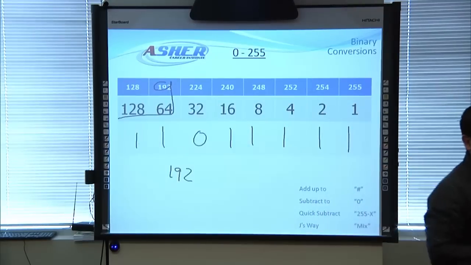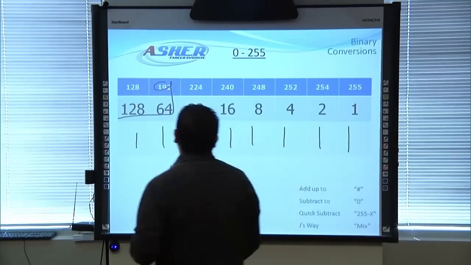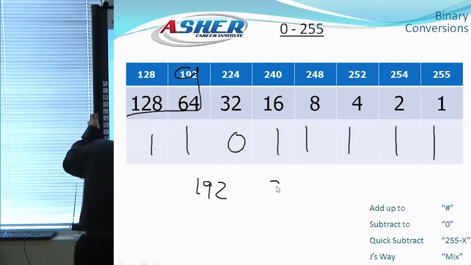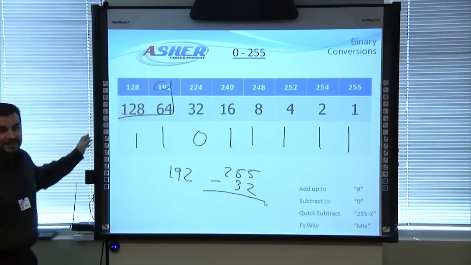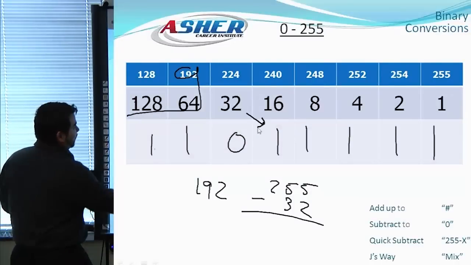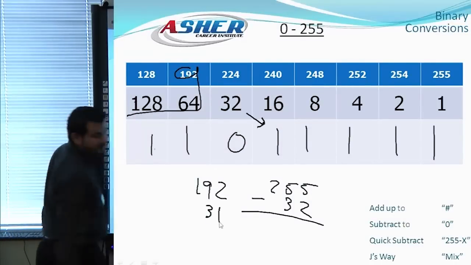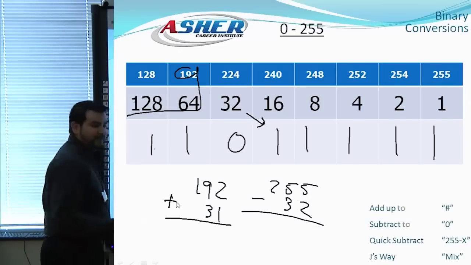What did you do? Yeah? You did the same thing? What did you do? So he took 255 minus 32. Is that what you did? They're all right. Everyone, Dara, what did you do? 192 plus 31. Okay. So I'm going to add it. Regardless of what you do, you've got the right answer.